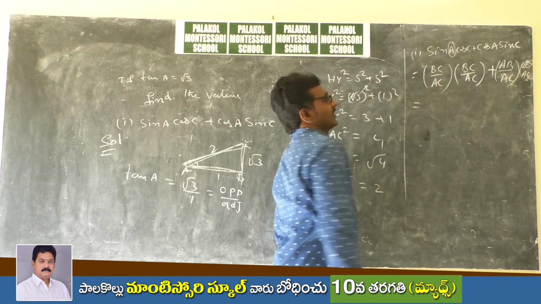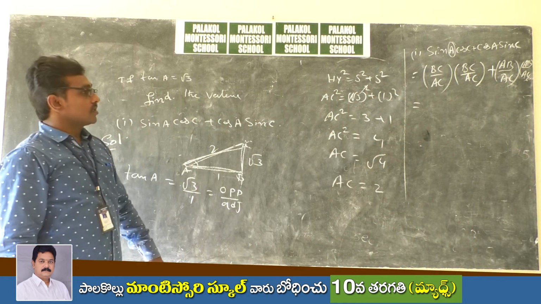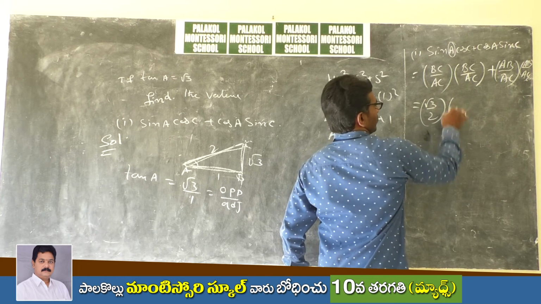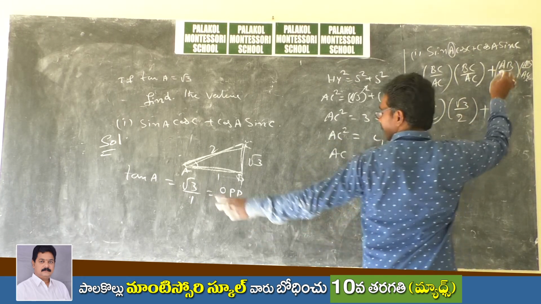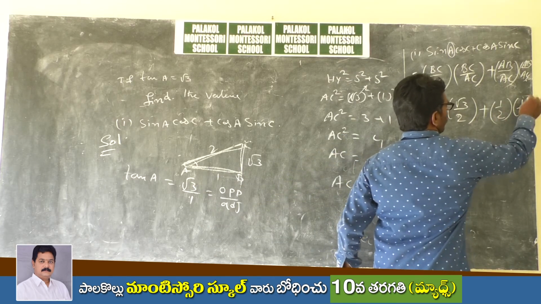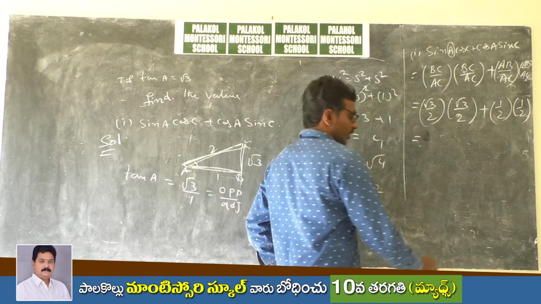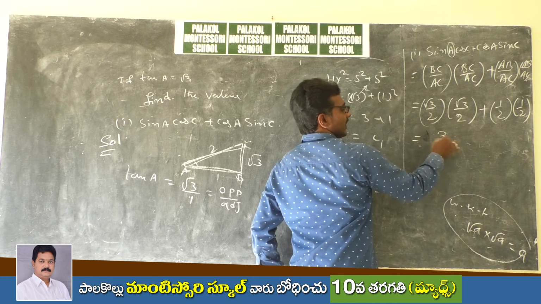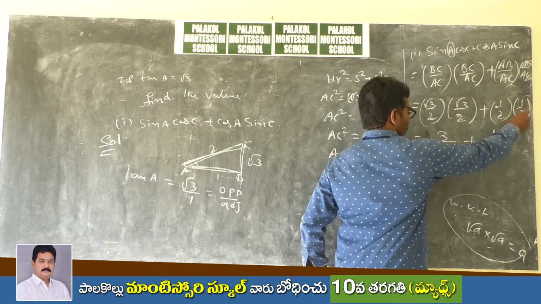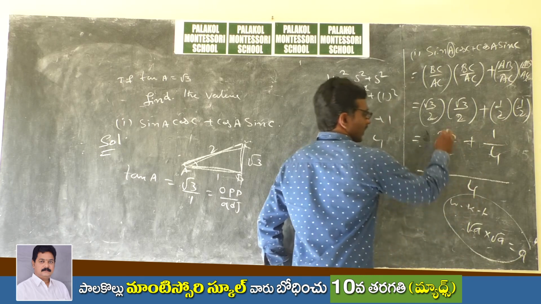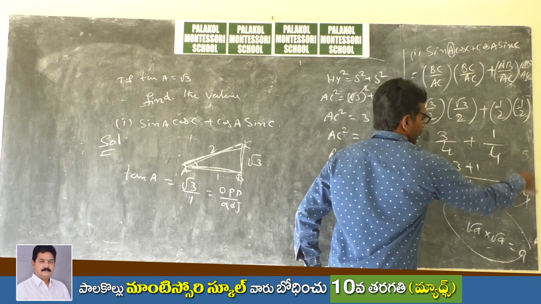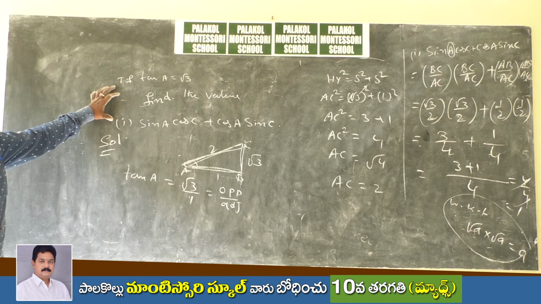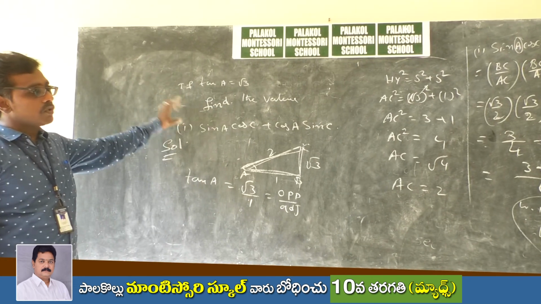Opposite side by hypotenuse. So BC value is root 3, AC value 2. So root 3 by 2 of root 3 by 2 plus AB value 1, 1 by 2 of 1 by 2. Root 3 into root 3, we know that root A into root A is equal to A. So root 3 into root 3 is 3, 2 2s are 4, plus 1 1 is 1, 2 2s are 4. LCM 4, 3 plus 1 is equal to 4, 4 by 4 cancel, 1. Okay, do you understand? If tan A is equal to root 3, the value of sin A cos C plus cos A sin C is equal to 1.